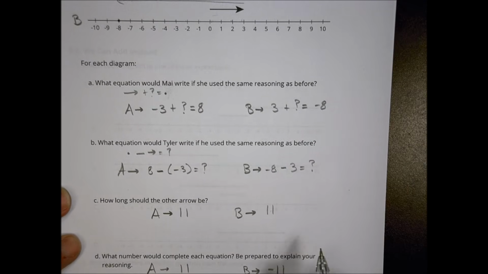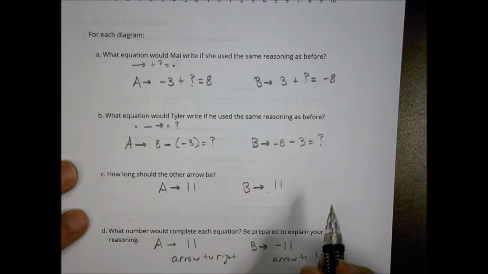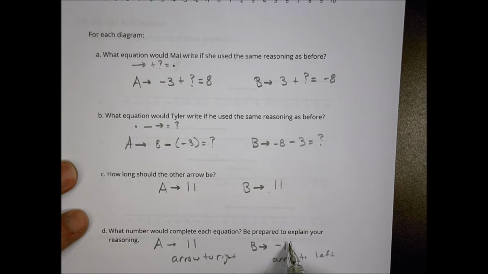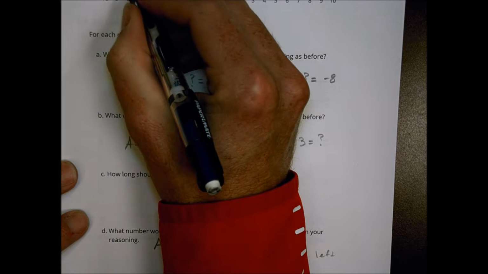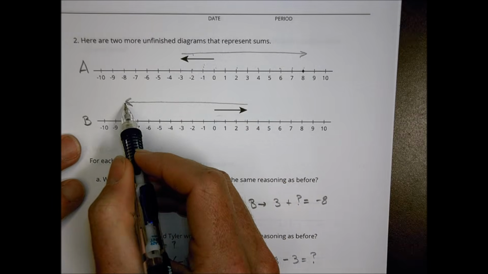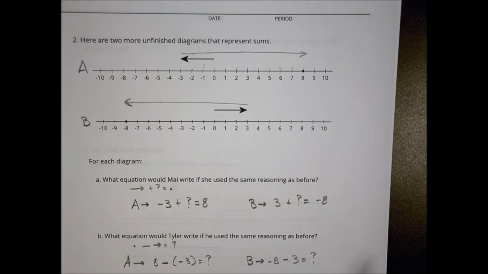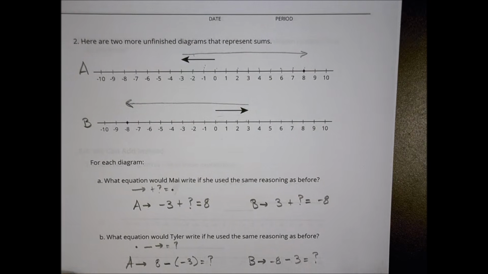Now the units are still going to be 11 for both of them. That's how long the arrow is, but the value of it, positive or negative, depends upon which way it's pointing. So in our case here, this one's going backwards, or negative 11, and this one's going in a positive way, positive 11 there. Okay? So that's our difference between how May and Tyler wrote the equation.